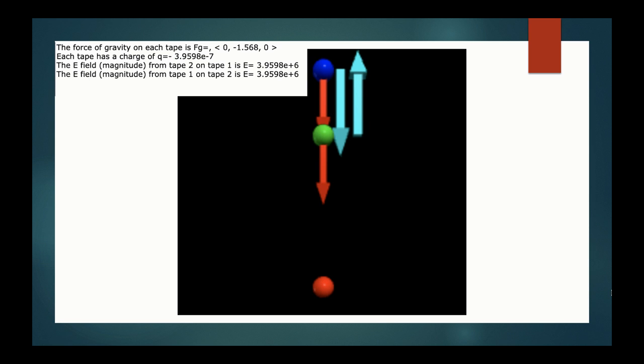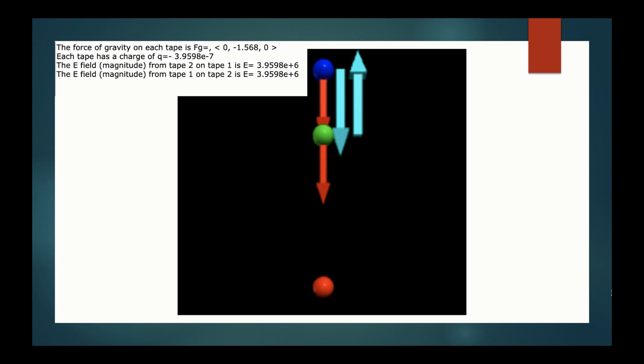So here's what the program turned out to run. The 2 red arrows are the force of gravity, each pointing down. The red ball at the bottom is the table, so you can see how far off the table each piece of tape was relative to how close they were to each other. And also the blue arrows are the electric field at the point.